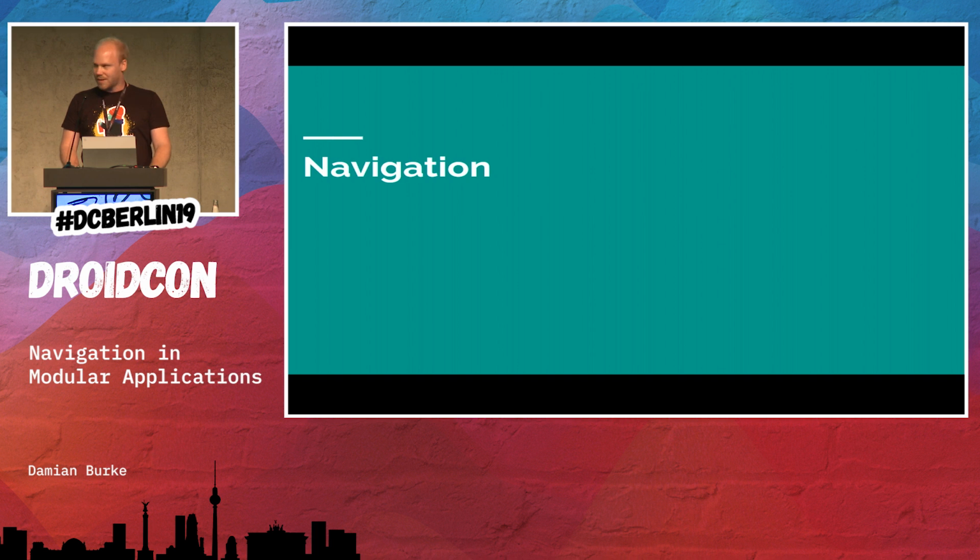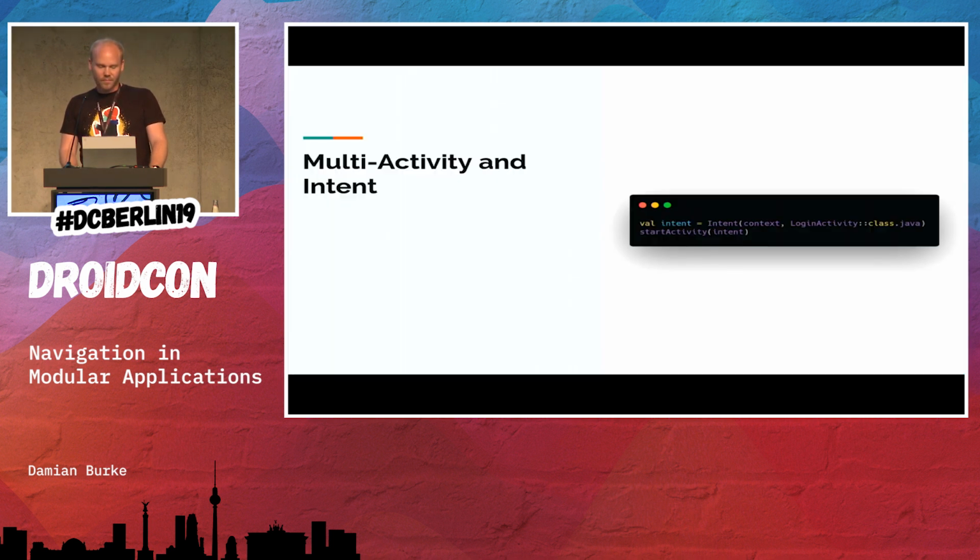Next up, after covering the basics of modularization, we will take a brief look into navigation in Android apps. This will also just be a rough overview of the different navigation patterns we have. So first off, multi-activity and intents. It's pretty easy, just create an intent, pass in the new activity's class, and start the activity.